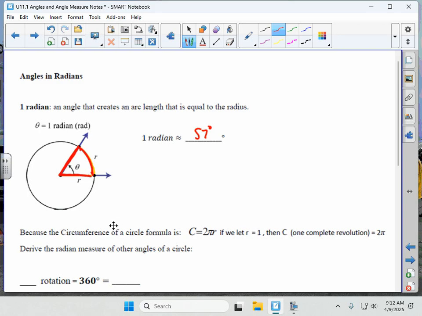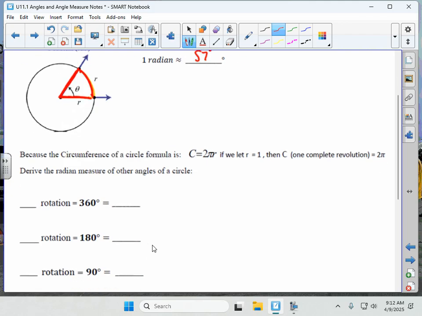The way that we get this radian comes from the circumference of a circle. The formula for circumference of a circle is 2 times pi times the radius. If we let the radius be 1 unit in length, then the circumference, which is the measure of the outside of the circle, is 2 pi, because 2 pi times 1 is 2 pi. So 2 pi is 1 measure all the way around the circle. But 360 degrees is also 1 measure all the way around the circle.